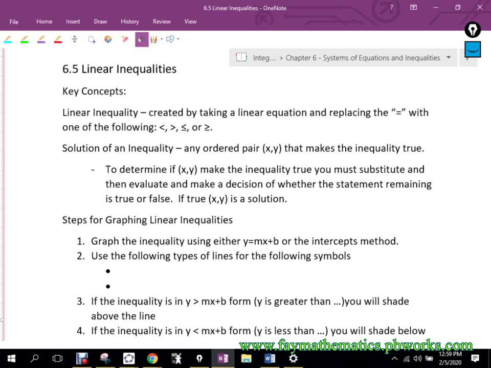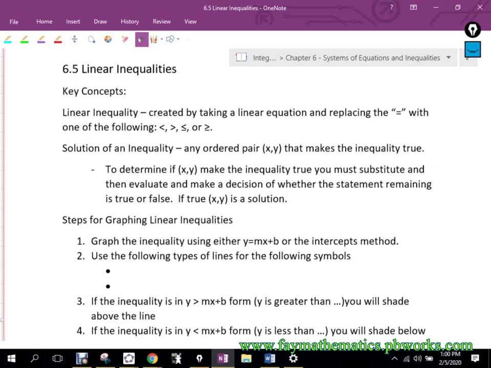A solution of an inequality is any ordered pair, x comma y, that will satisfy the inequality, that makes the inequality true. That logic is what we're going to use to decide on some choices in a little bit about where to color and what our solutions mean, that kind of stuff.